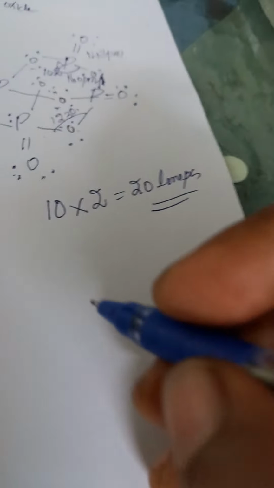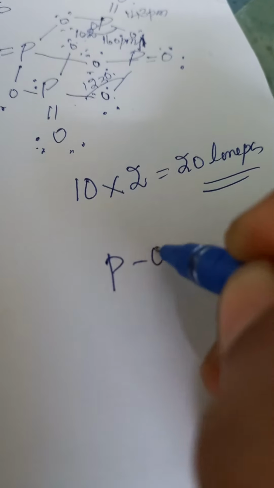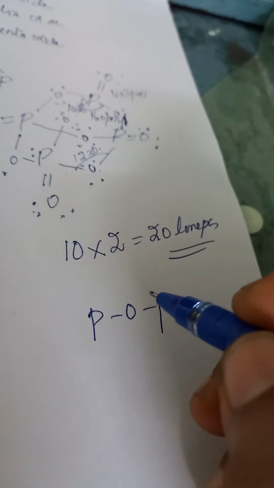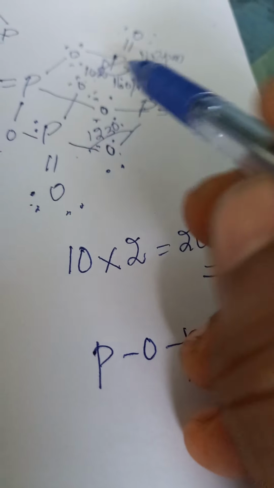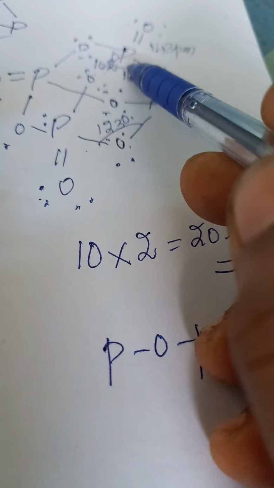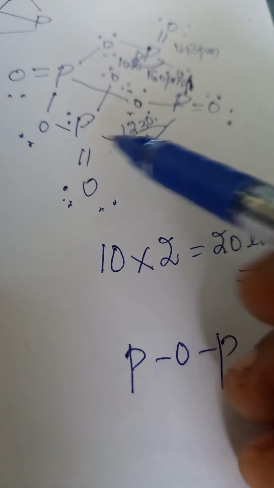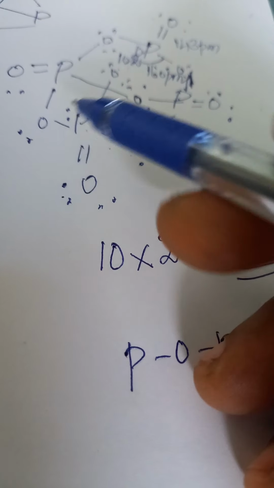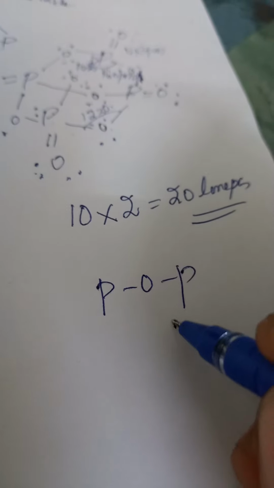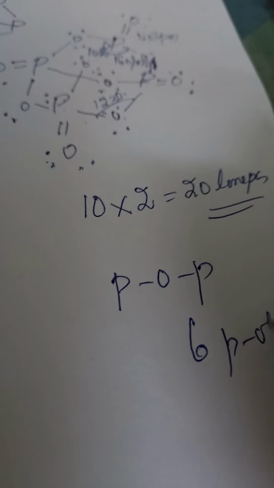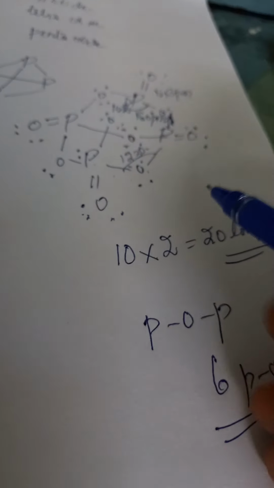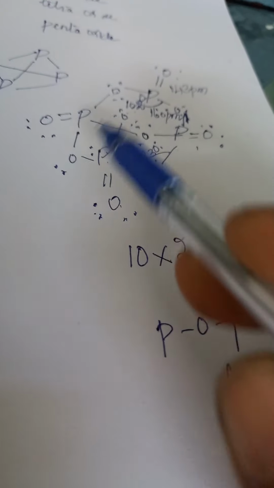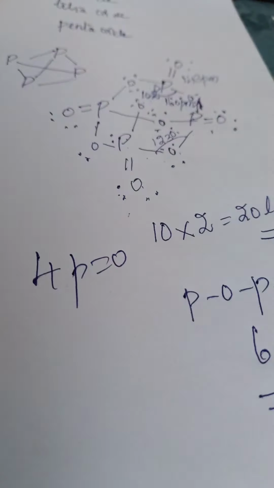So how many POP bonds, phosphorus oxygen phosphorus bonds? POP 1, POP 2, POP 3, POP 4, POP 5, POP 6. Totally 6 POP bonds. Next, how many PO bonds? 1, 2, 3, 4. 4 PO bonds.